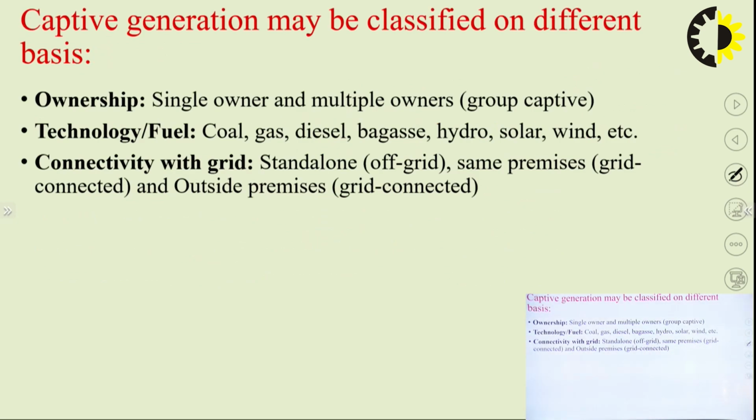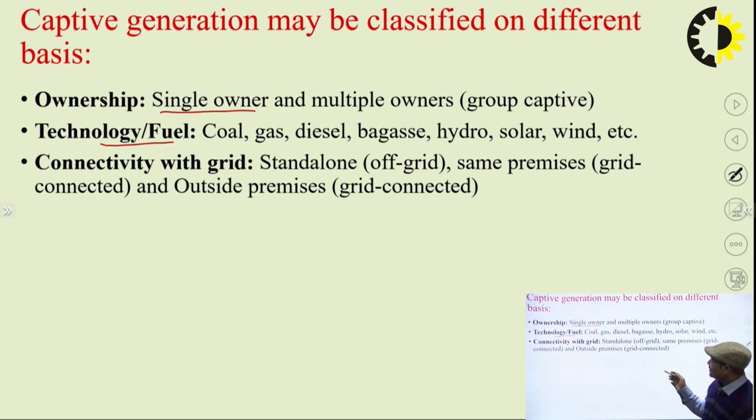So if you will see, there are different types of classification. One classification of captive power plant is on the basis of ownership. Either it is a single owner, or there are multiple owners, or there are some cooperative societies, or some group of companies which are combined and making the captive power plant for their own usage. Similarly, another criterion is on the basis of technology or fuel. So it is very important.